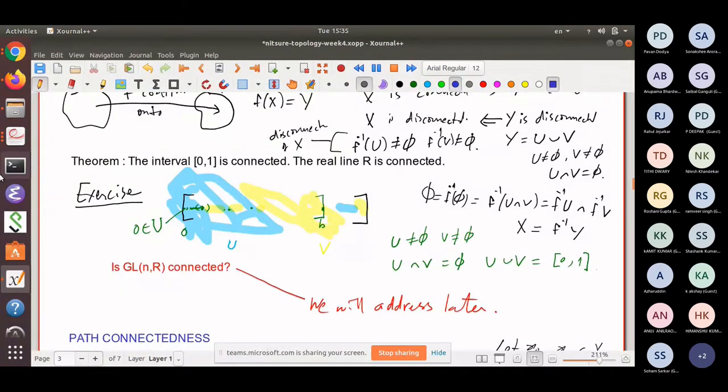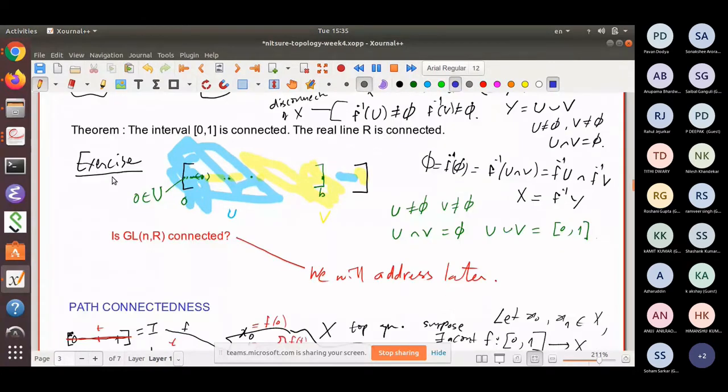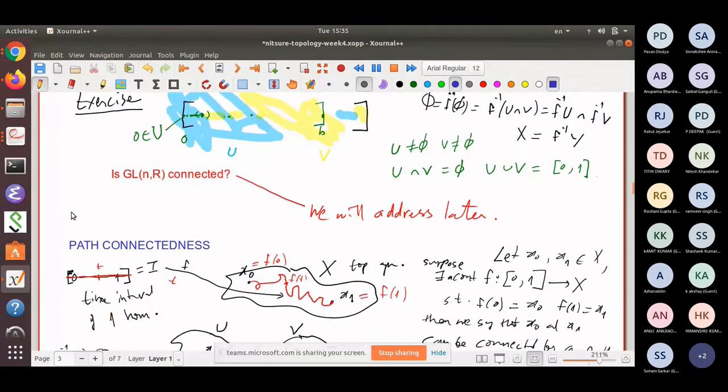Then I told you about this most important theorem in elementary mathematics, first year, that the interval is connected, and I told you the proof. The proof depends on the existence of supremum or infimum for bounded sets, and that is the same as completeness. Okay. Connectedness of GL n R, we'll address it later.